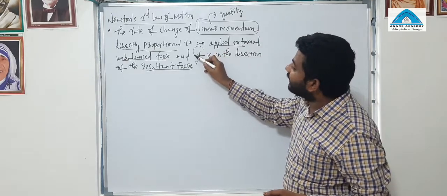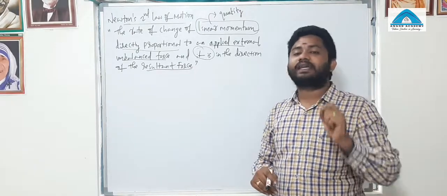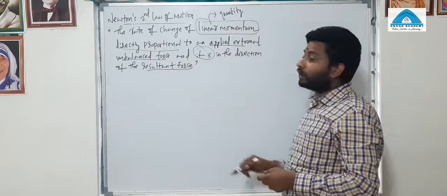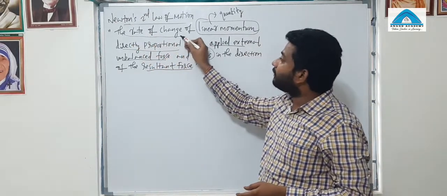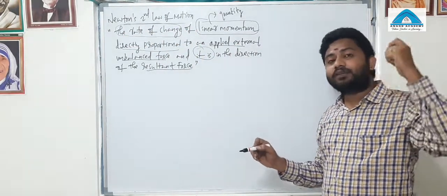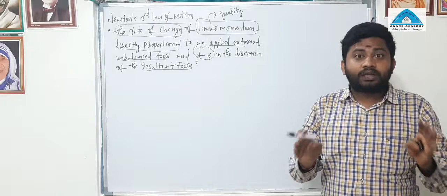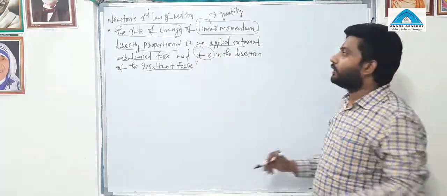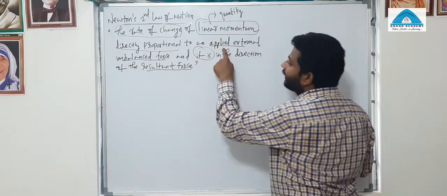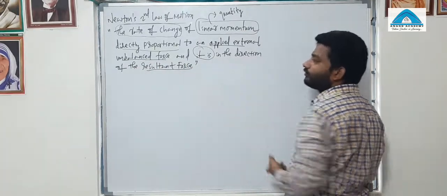What is meant by it is in the direction of the resultant force? What does it refer to here? The term it refers to the rate of change of linear momentum. The rate of change concept will be discussed later. In later sessions, we will be discussing the exact meaning and the expression for rate of change, so don't worry about it now. Read it once again: the rate of change of linear momentum is directly proportional to an applied external unbalanced force, and it is in the direction of the resultant force.